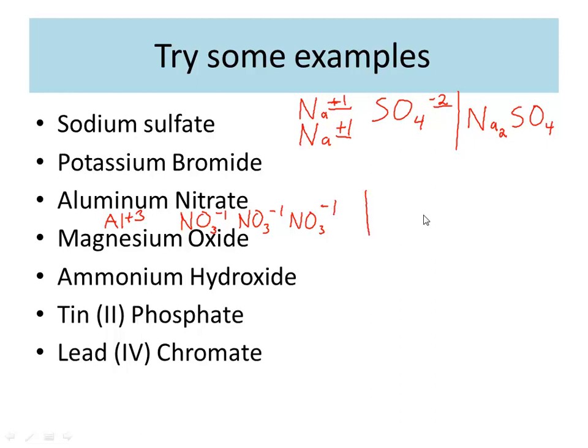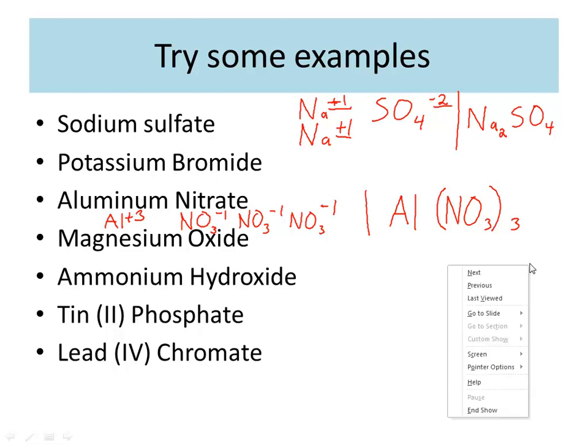How many Al's do I have? I have one Al, so I write Al. How many NO3s do I have? 3. So I have NO3, I have 3 of these. Since there's more than one atom here in the group, I have to put it in parentheses. So I have Al(NO3)3. All right?